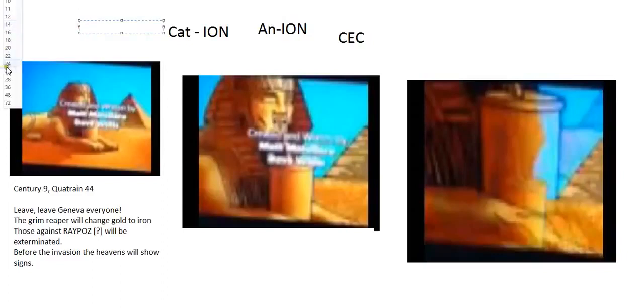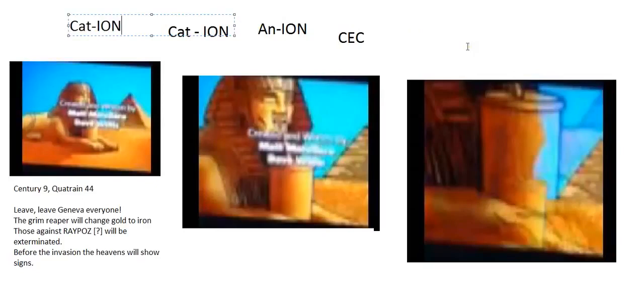I believe, an ion, okay, or a cation, okay, a cation. You're talking a positive ion. Raypaz will be exterminated before the invasions of heaven will show signs. Okay, this is some electrical anomaly. Raypaz will be exterminated. So there will be no positive negative exchange. That's what that's telling me.